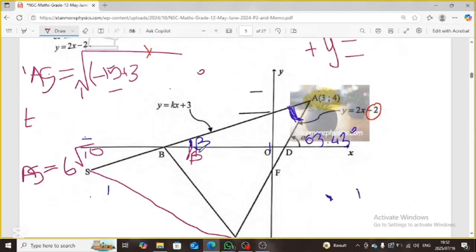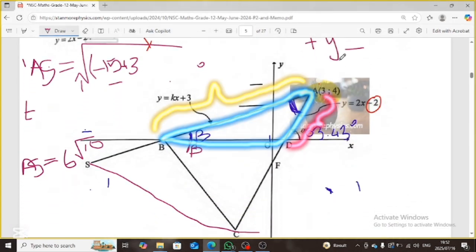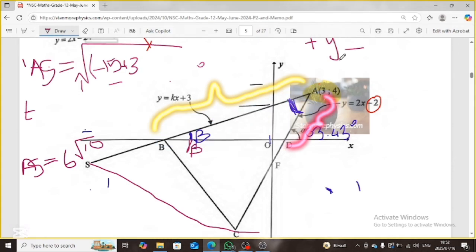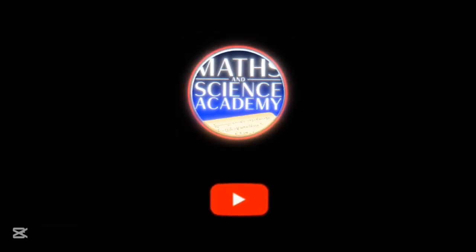Also, for triangle ABD, we are going to use the same procedure. For triangle ABD, we are going to use the distance formula to find the length of AB and AD. Try finding these two lengths, AB and AD. Pause the video and give it a try.